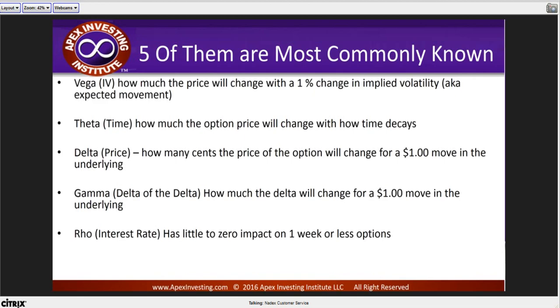Implied volatility, by the way, is a fancy word for expected movement in the market. Theta measures time: how much the option price will change as time decays. There's delta, which is how much the price of the option will change with a $1 move in the underlying. And there's gamma, which is how much the delta will change with a $1 move in the underlying. And there's rho, which is how much the price of the option will change with the interest rate changing. Rho we don't really care about; it has little to no impact.